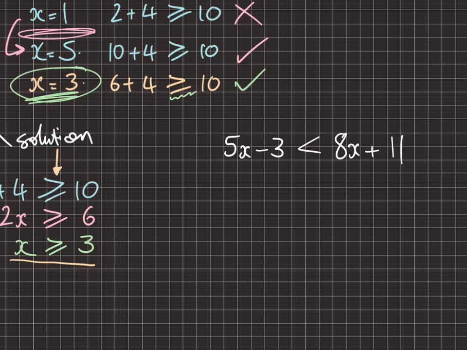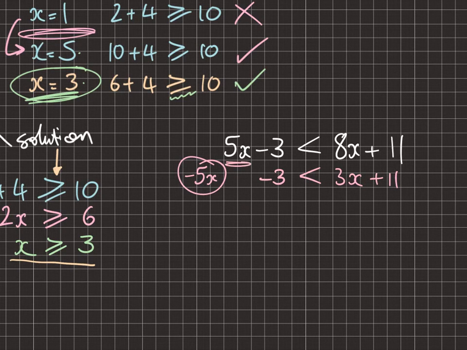Well, exactly the same sort of method as we did before. So we're trying to get x on its own. So if we want to get x on its own, that means we need to add or subtract some x's from both sides. Best thing to do is to subtract 5x from both sides so that there's none left on this left hand side. So we end up with minus 3 still on the left hand side is less than 3x plus 11. Okay, all I've done is subtracted 5x from both sides. So this 5x is gone and the 8x is now 3x.